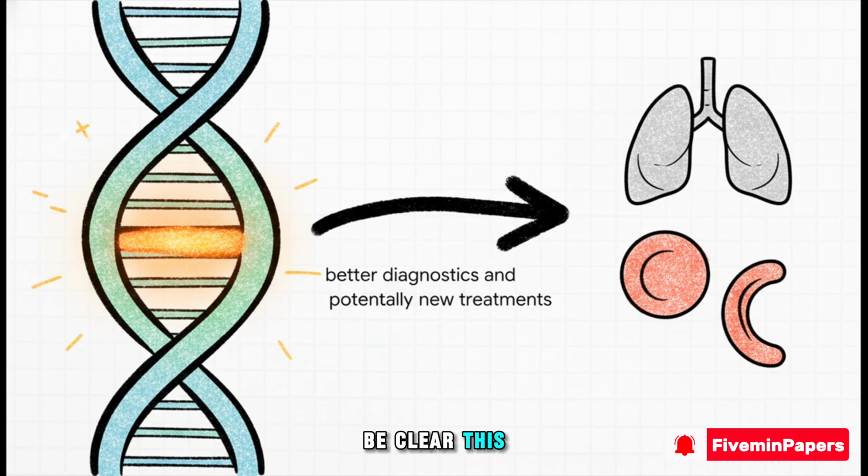And just to be clear, this isn't abstract science. We're talking about real-world diseases that are caused by these exact kinds of single-letter mutations. Diseases like cystic fibrosis and sickle cell anemia. By finally understanding the full landscape of these variants, we're taking a huge step closer to better diagnoses and maybe one day, even new treatments.